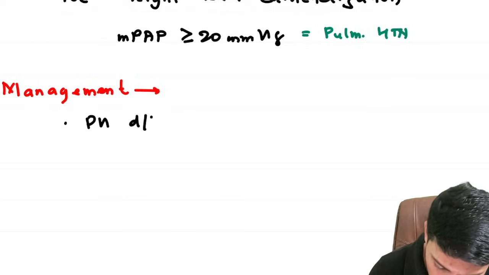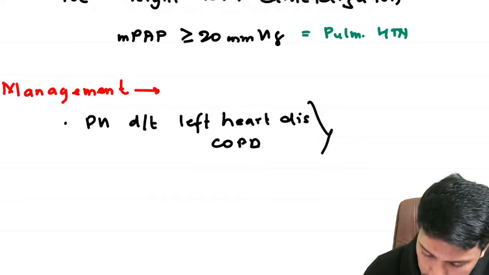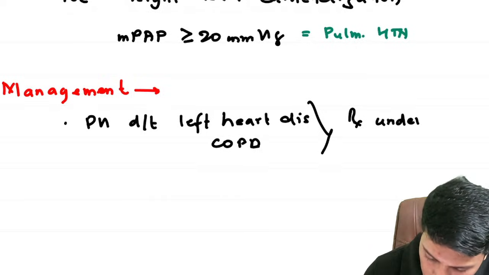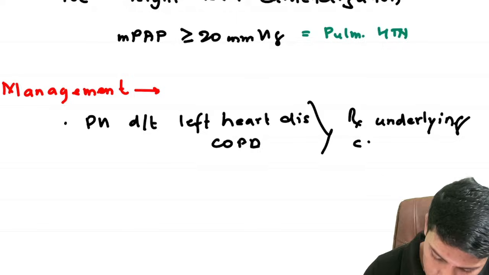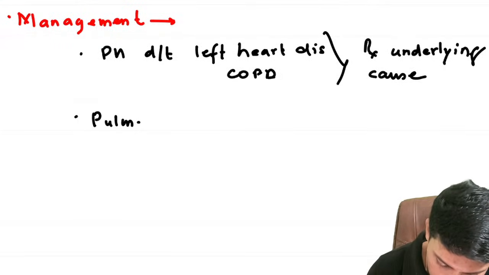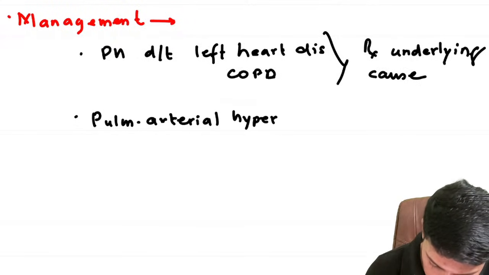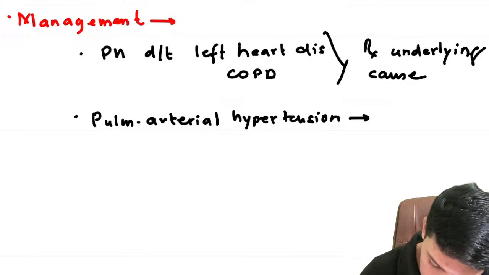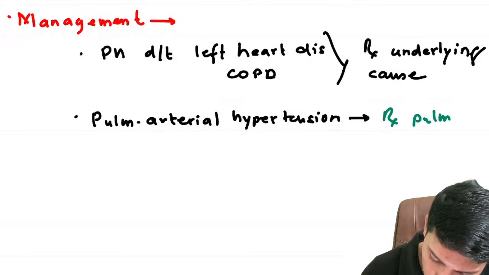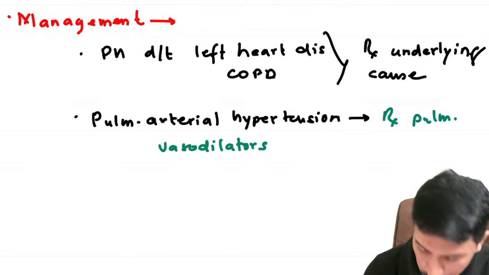pulmonary hypertension due to left heart disease and COPD, their management is treat the underlying cause. But if it is pulmonary arterial hypertension, then we treat them with pulmonary vasodilators. Give the drugs that dilate the artery so that pressure comes down.